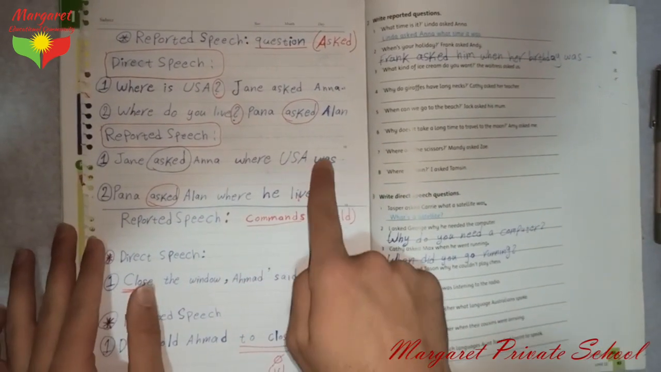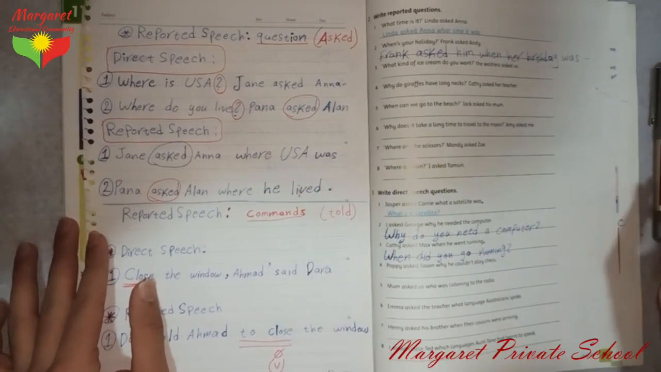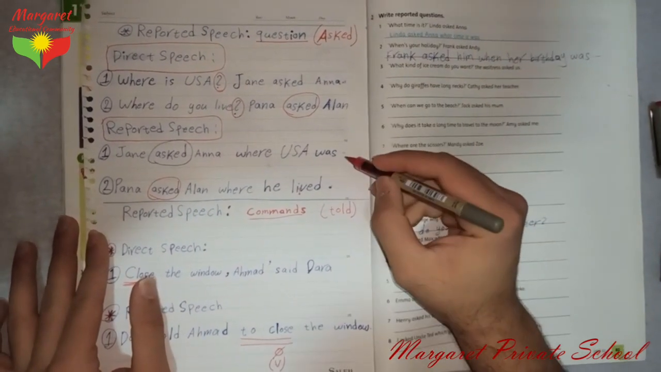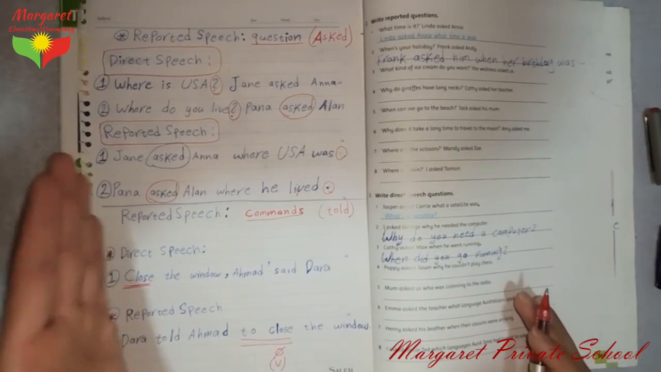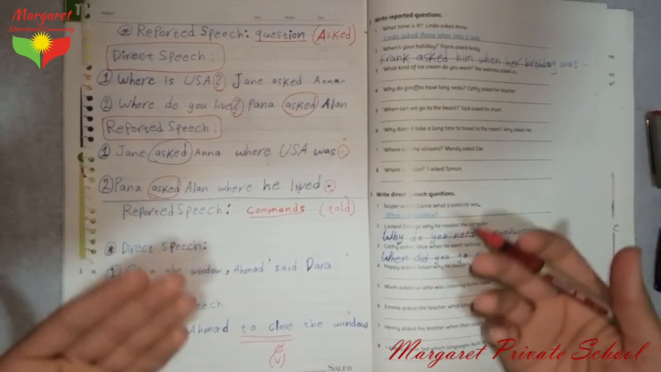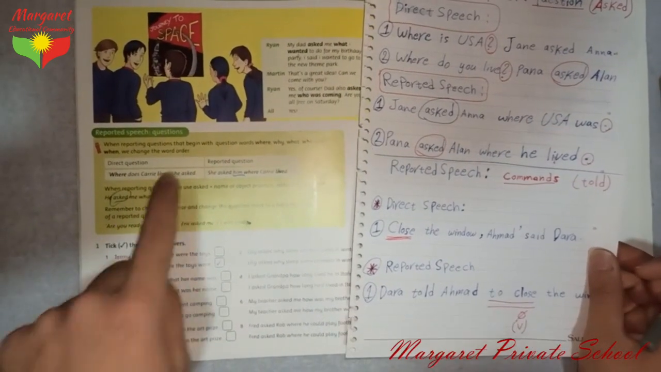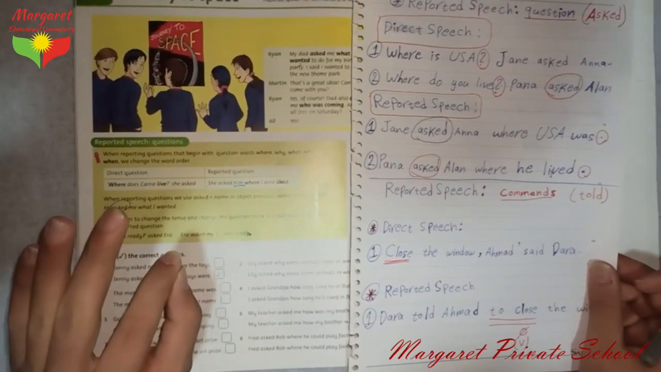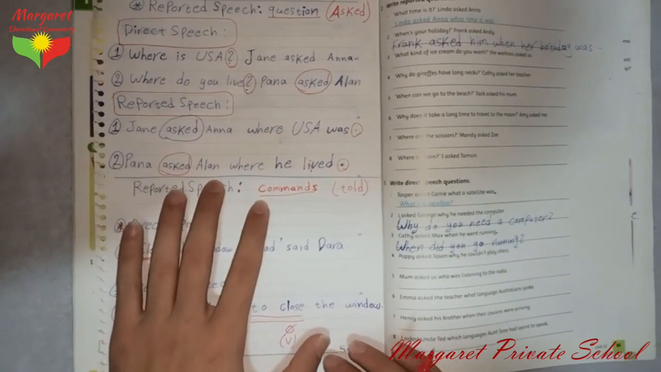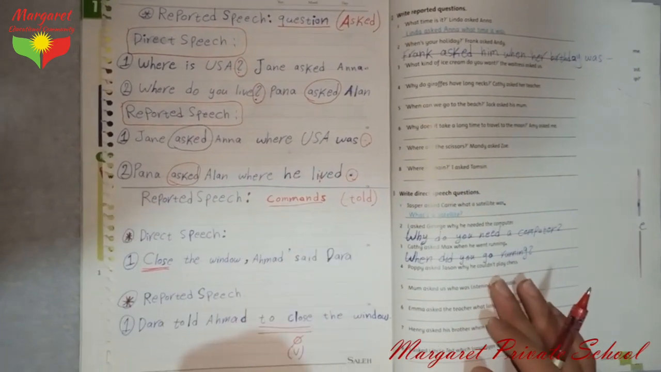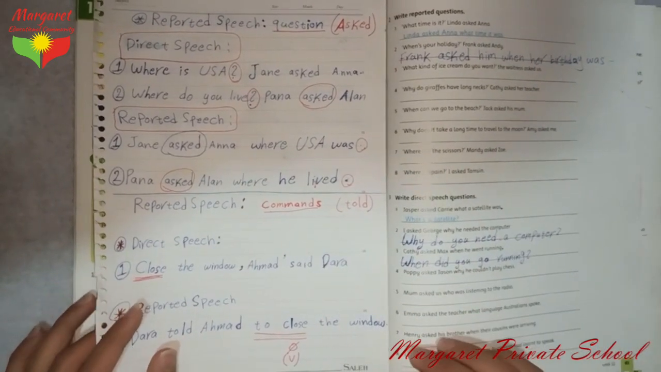But in reported speech questions, we don't use the question mark. We use a full stop. My dears, you see these two full stops. I hope you understood this. For more information, you can go to page 80 and read this box in detail. We also have other types of reported speech. We have commands and requests, and I will explain that in a minute.